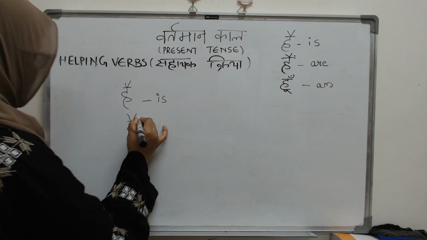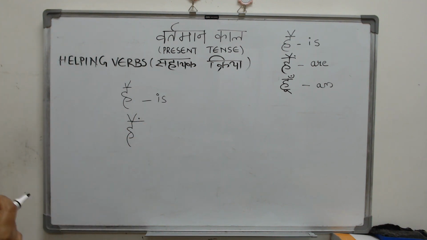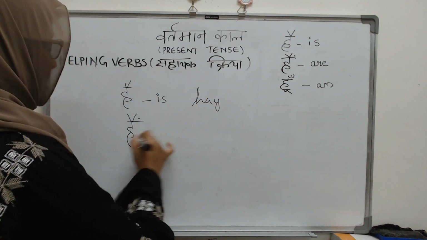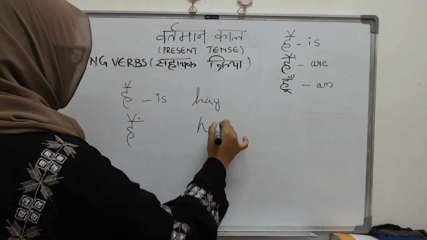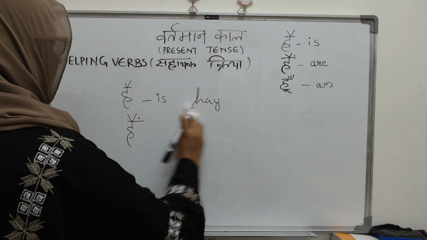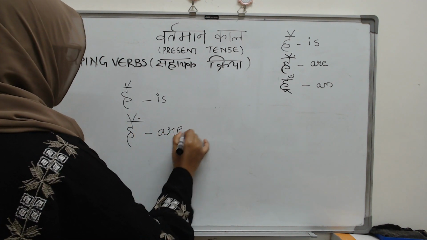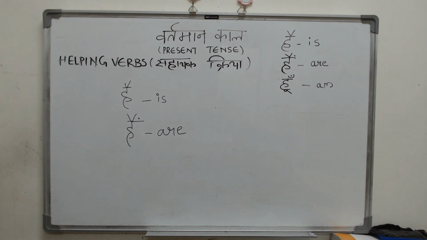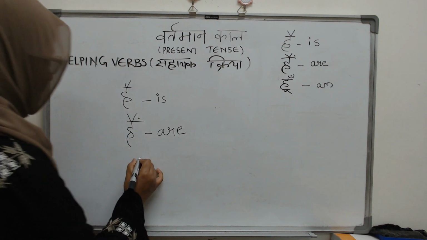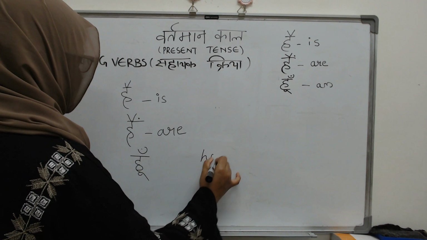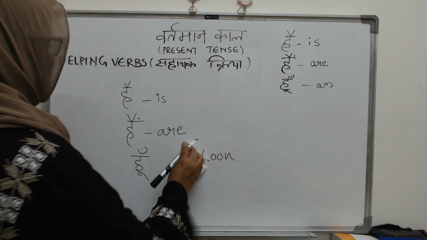The second one is hai. You see the dot here, it gives a slight nasal sound. This is just hai. But then this is hai, a slight nasal sound, and its meaning is are. When do you use are? When you are talking about plural, more than one. Ravi and Sheila are playing. Birds are chirping.